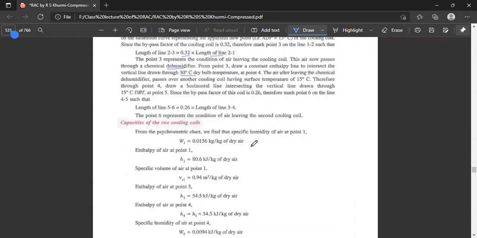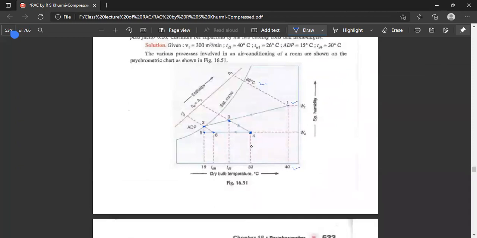So what is the capacity of the cooling coil? The capacity of the two cooling coils. From the psychrometric chart, the specific humidity, or the amount of moisture present in the incoming air at point 1, is W1 equal to 0.0156 kg per kg of dry air, which is given here.